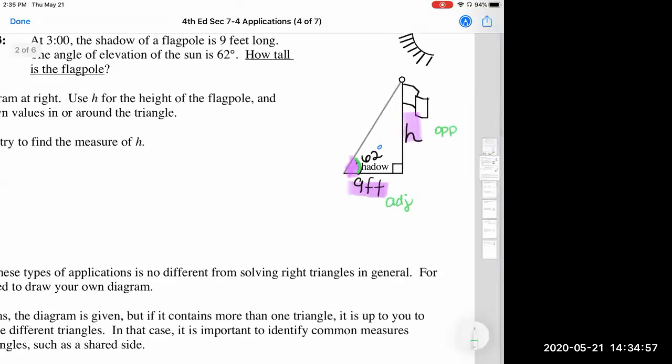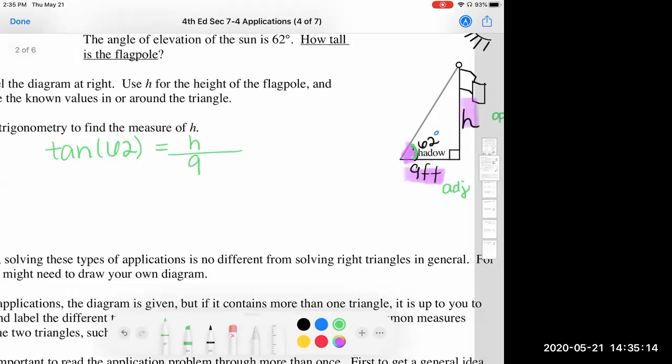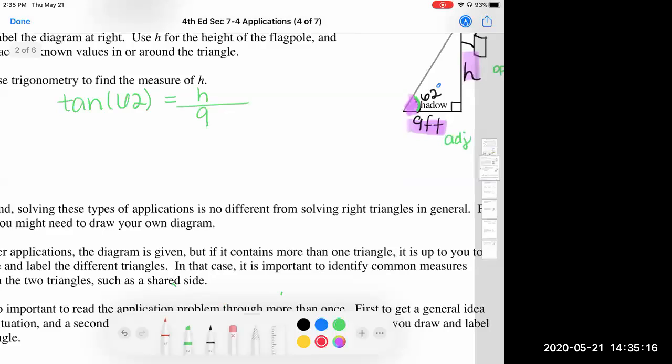All right, with that set up, we can set up our equation and say that tangent of our degree, 62, is equal to opposite over adjacent. Our opposite is H, our adjacent is 9. So now we can go ahead and solve for our unknown, which is H. To get H by itself, you have to do some algebra. We can multiply by 9 on both sides, so that we're left with 9 times tangent of 62 is equal to H.